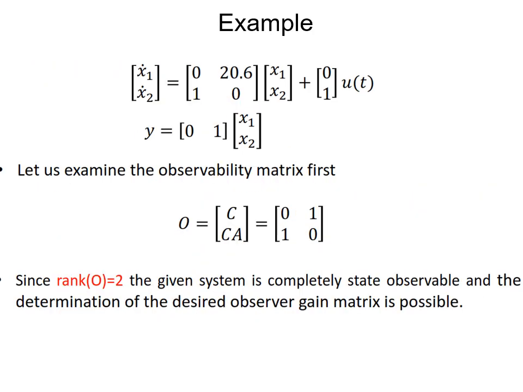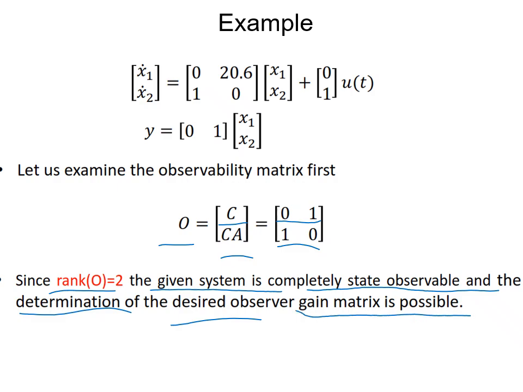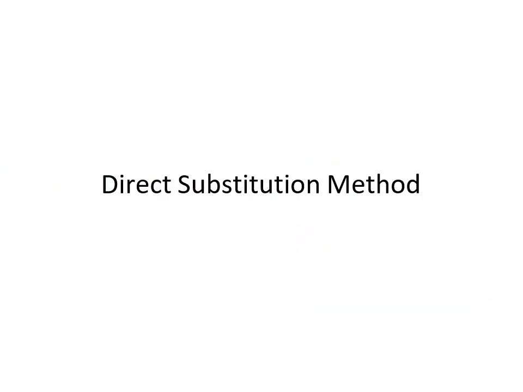We construct the observability matrix, which is C, CA, where C equals [0, 1] and C times A equals [1, 0]. We get the rank of the matrix, and we have the rank equals 2, which is a full rank matrix. Then the given system is completely state observable, and the determination of the desired observer gain matrix is possible. We can design the state observer as the system is completely state observable.